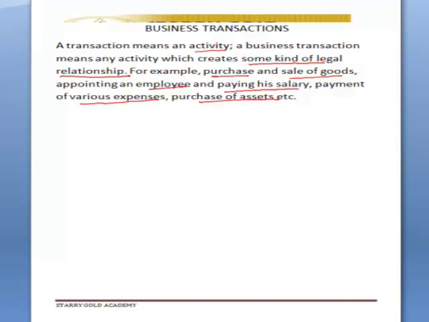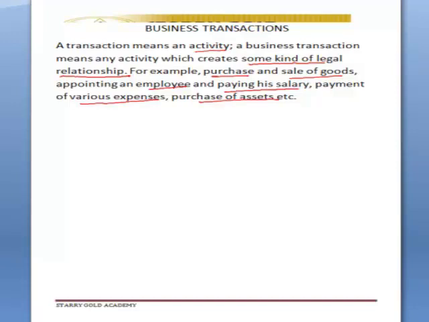And not that there is a legal obligation alone, there is an outflow or expected inflow of revenue, of income, of money. As long as the legal obligation is creating an outflow of resources of the reporting entity, or an inflow of resources of the reporting entity, such transactions are what we know as business transactions.